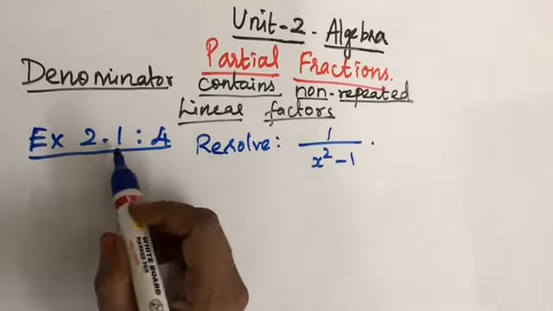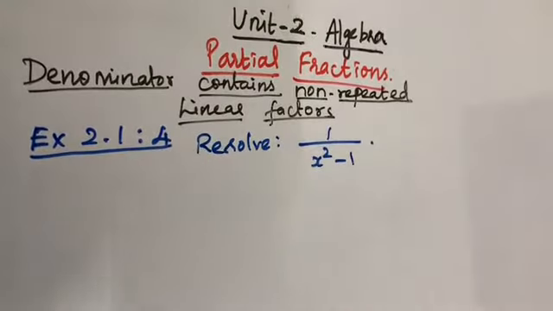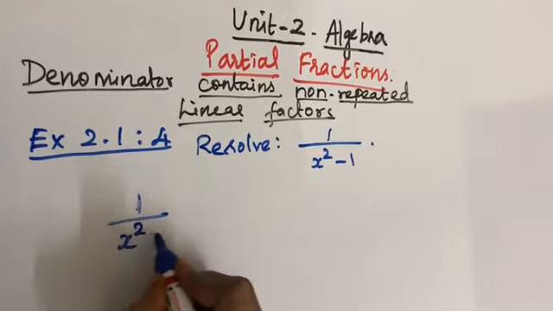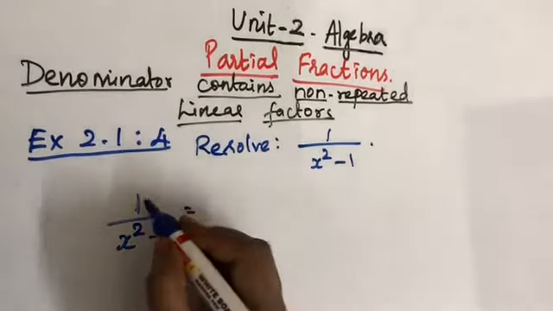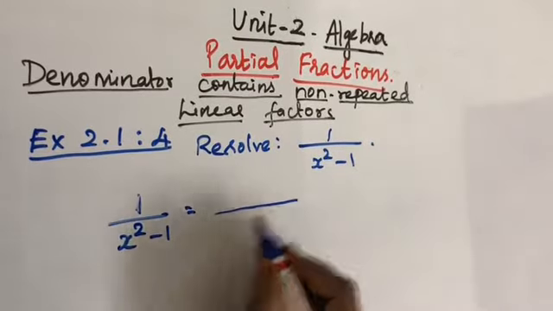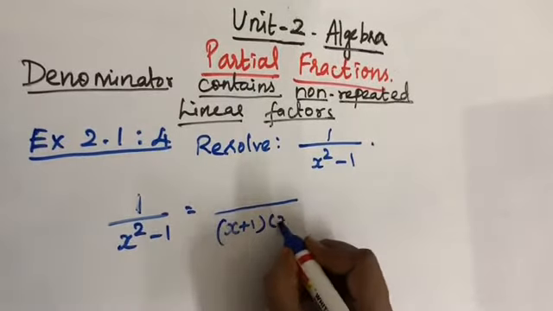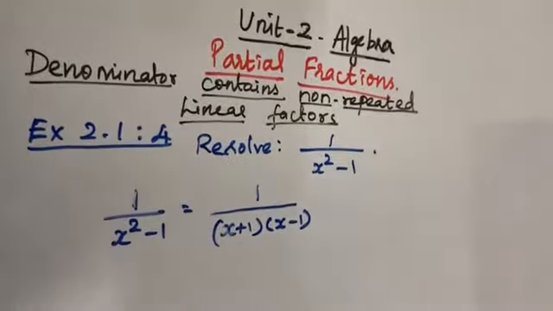In exercise 2.1, fourth problem, resolve 1 by x square minus 1. So for 1 by x square minus 1, we have to factorize the denominator. What are the factors of x square minus 1? x plus 1, x minus 1. So 1 divided by x plus 1, x minus 1.